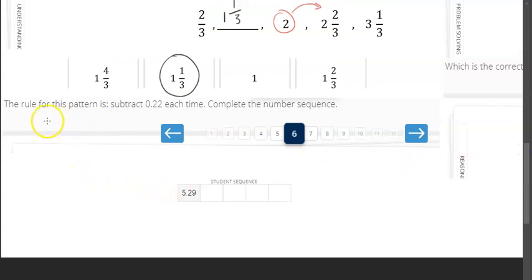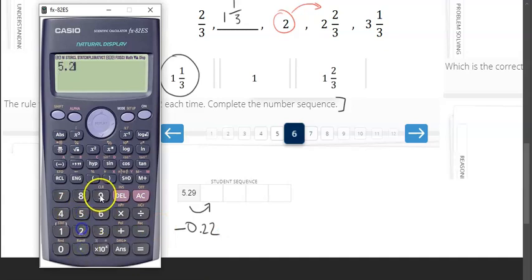You will then get questions that look like this. The rule for this pattern is, and then it will tell you what the rule will be for a certain sequence. In this case, it will either tell you to add or subtract. We've got subtract here, and it will tell you the certain number that you either have to add or subtract. In this case, we're subtracting 0.22. So to get from 5.29 to the next term, we have to subtract 0.22. So 5.29, take away 0.22.